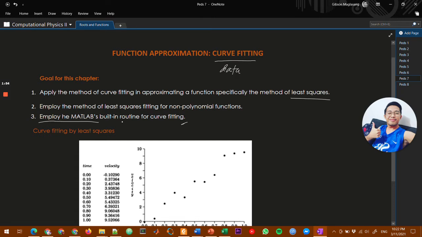But before we introduce MATLAB's built-in routine, we really have to know how that particular function is implemented, the mathematics behind it and the science behind it, so that we will not just blindly use that one without knowing nganong kana siya nga function will actually work.